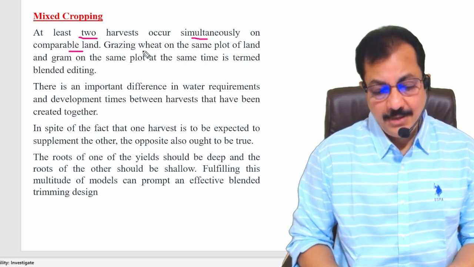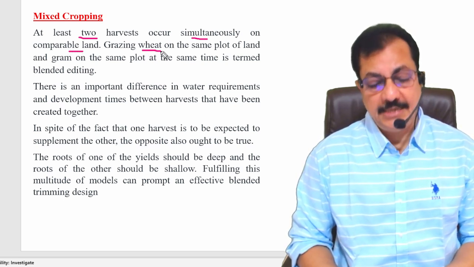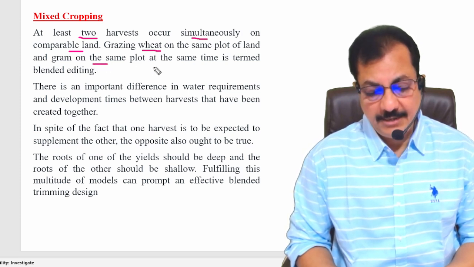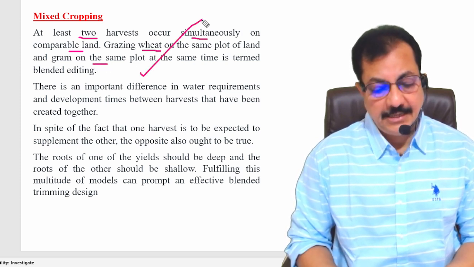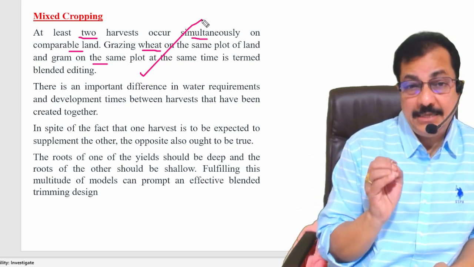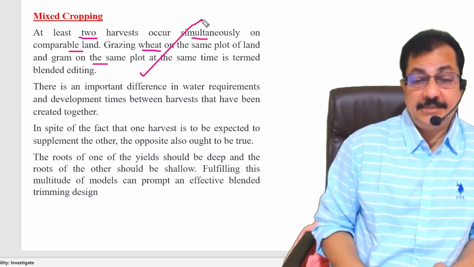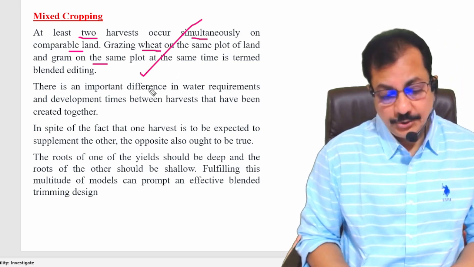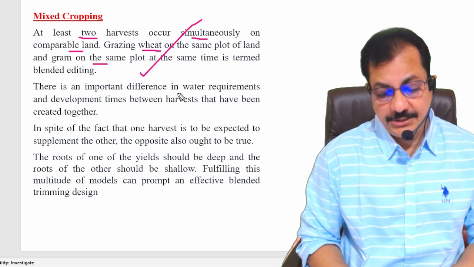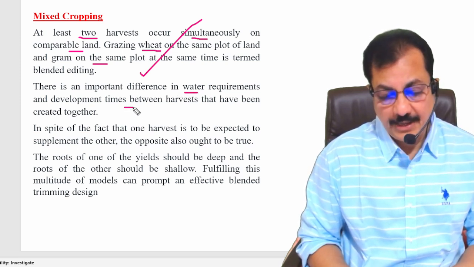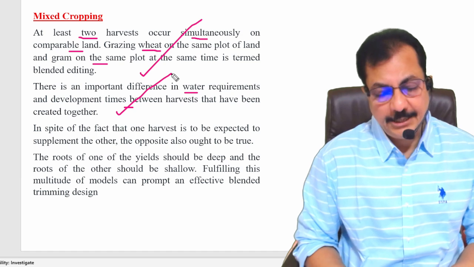For example, growing wheat and gram on the same plot of land at the same time is termed as mixed cropping. So you are mixing the crops here. At the same time this is occurring, that is called mixed cropping. There is an important difference in water requirements and development times between the crops that have been grown together.